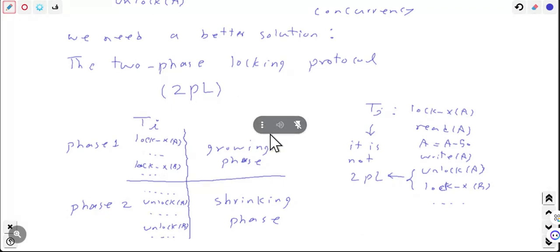So it's an easy protocol. It just says that each transaction should be divided into two parts. In the first part, the transaction can lock and cannot unlock. In the second phase, the transaction can unlock and cannot lock. Only in the second phase we do not have any lock. In the first phase, we do not have any unlock.